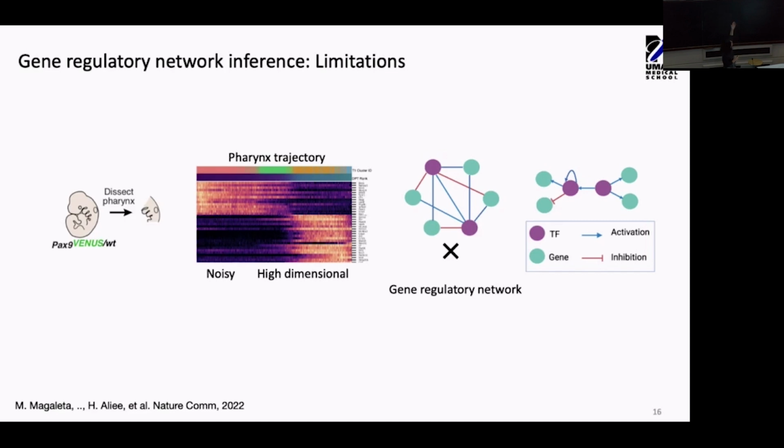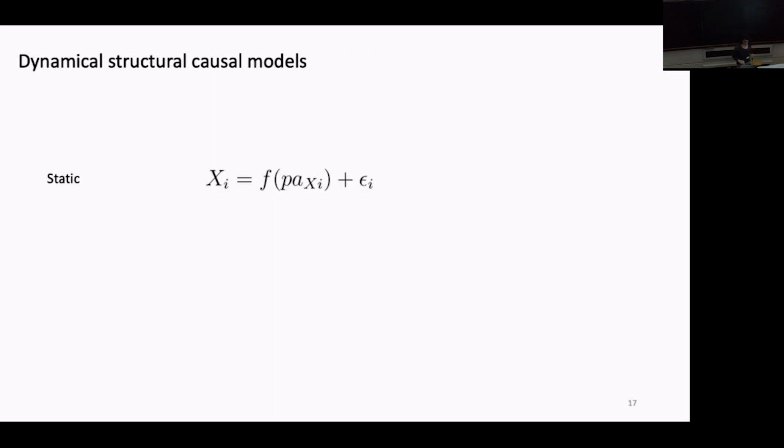And with the previous works, it was not possible to learn about these cyclic dependencies. So I was like, okay, this sounds like a perfect problem for causality, so let's look into these structural causal models. With most of the methods in this domain, they focus on static structural causal models, where we model the gene expression as a function of some causal parents.